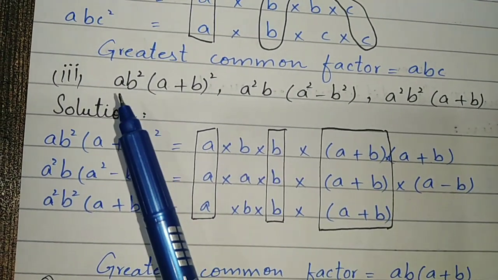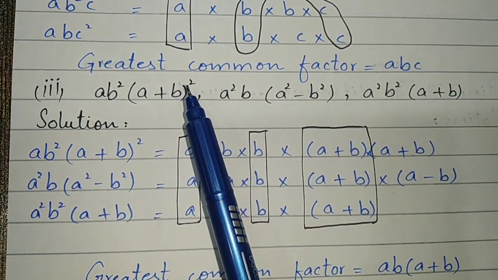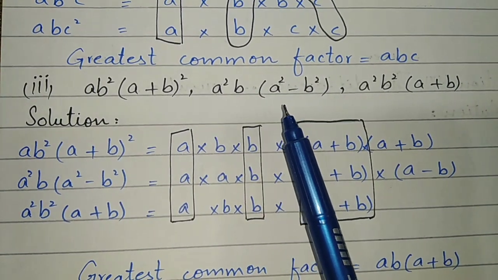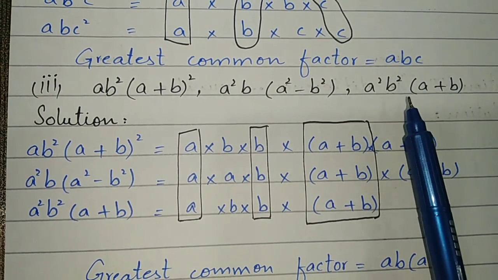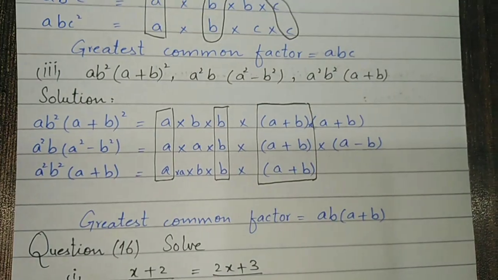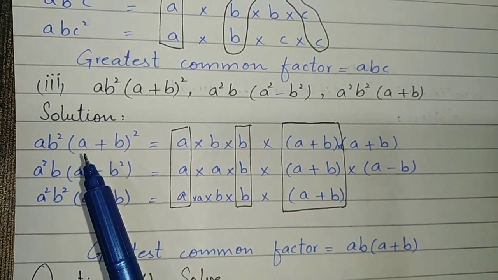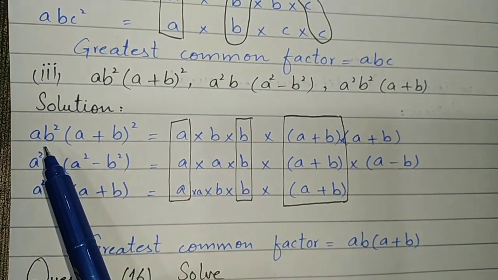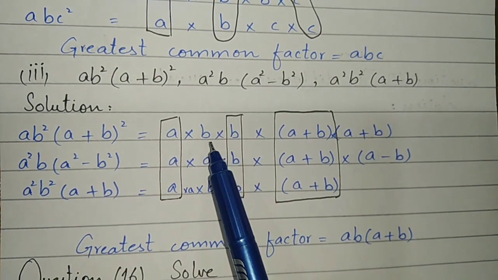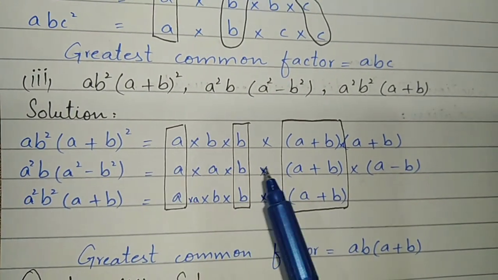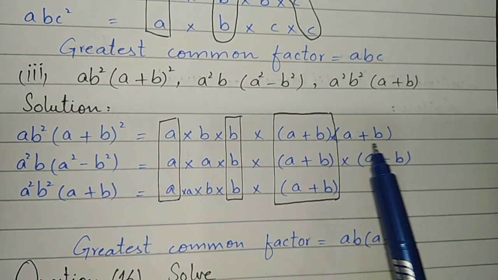Third part is AB squared into (A plus B) whole squared, A squared B into (A squared minus B squared), and A squared B squared into (A plus B). AB squared into (A plus B) whole squared can be written as A, B squared means B two times, and (A plus B) whole squared means (A plus B) times (A plus B).